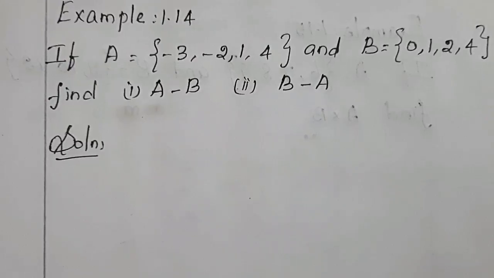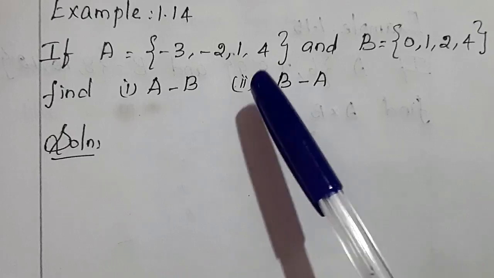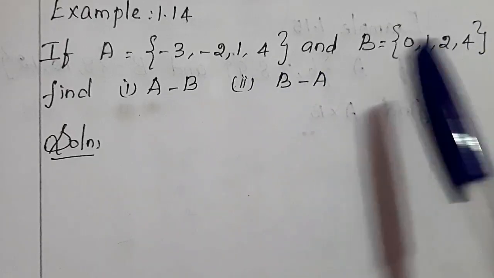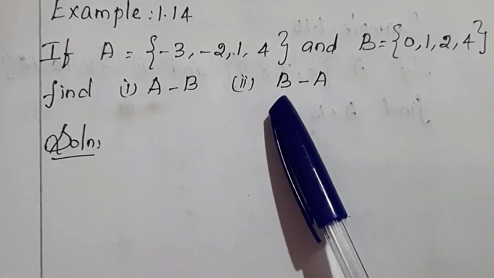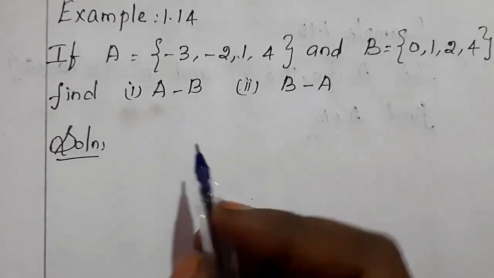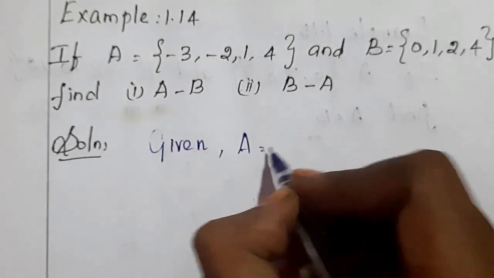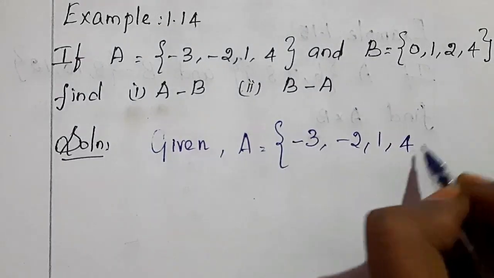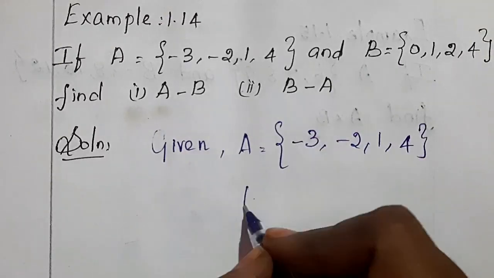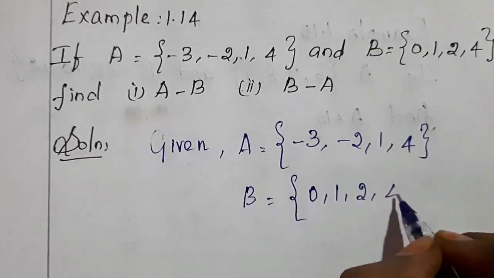Example 1.14, see the question. If A equals the set of all minus 3, minus 2, 1, 4 and B equals 0, 1, 2, 4, you have to find the first part, A minus B, and the second part, B minus A. First we can write what is given. Given A equals the set of all minus 3, minus 2, 1, 4. Next we write the B set: B equals the set of all 0, 1, 2, 4.